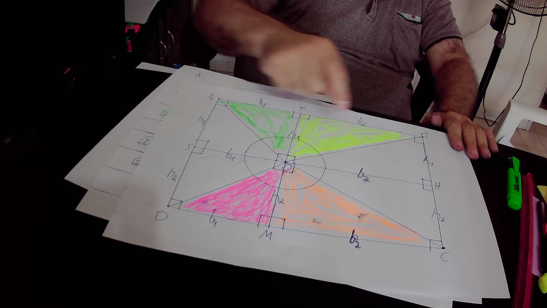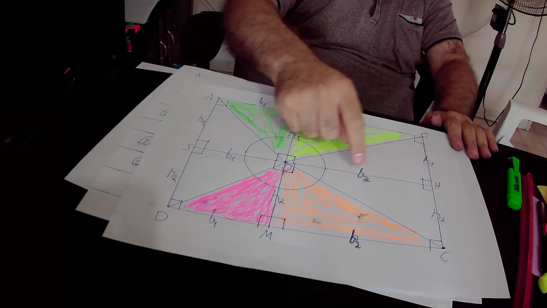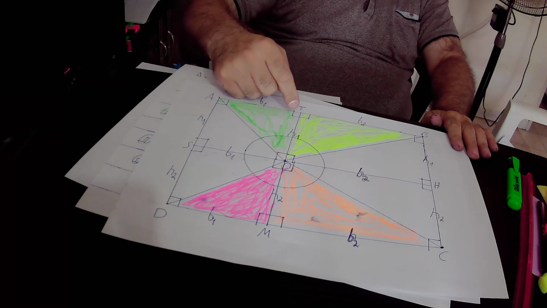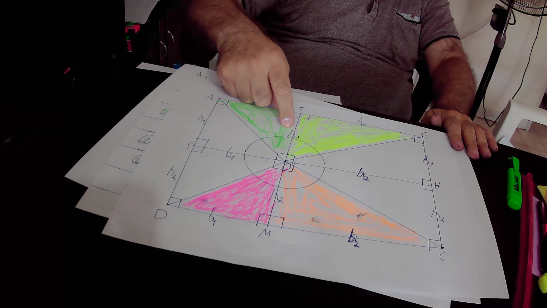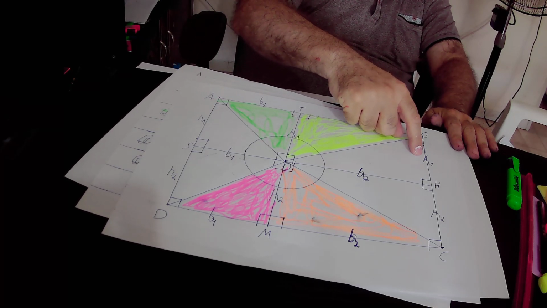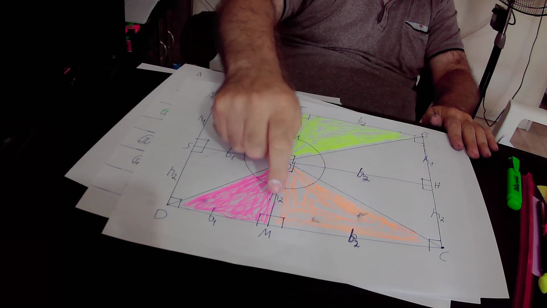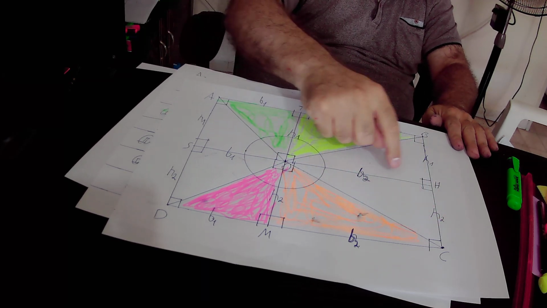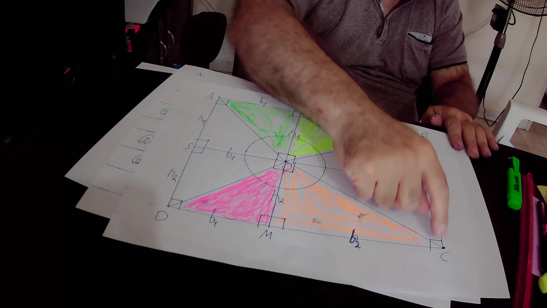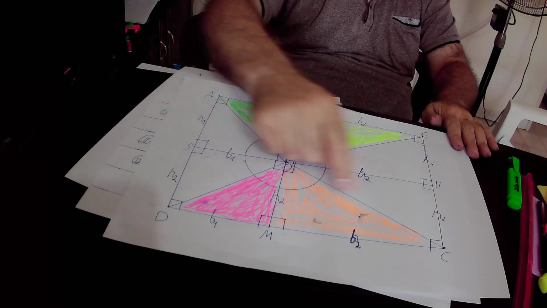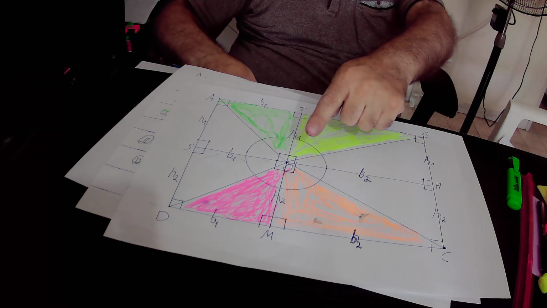Then in rectangle TBOH, TB equals OH, but we know that TB equals B2, therefore OH must equal B2. Likewise, TO equals BH, but we know that TO equals H1, therefore BH must also equal H1. In rectangle OHCM, OH equals MC, but we know that OH equals B2, therefore MC must also equal B2. And finally, OM equals HC, and we know that OM equals H2, therefore HC must also equal H2.